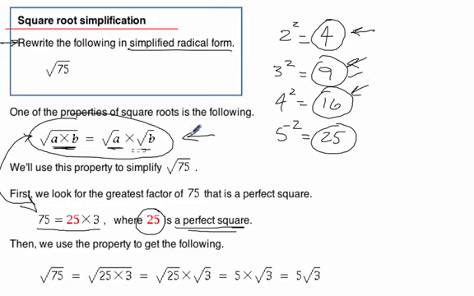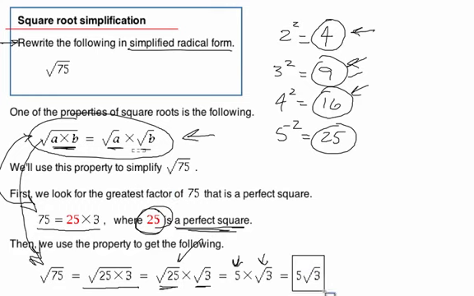So now we get to use this property, and we can say the square root of 75 is the same thing as the square root of 25 times 3, which is the same thing as the square root of 25 times the square root of 3. And because 25 is a perfect square, it simplifies to just a plain 5. So the square root of 25 becomes 5, the square root of 3 stays the square root of 3, and we end up with a final answer of just 5 radical 3. That's how we'd write our final answer.